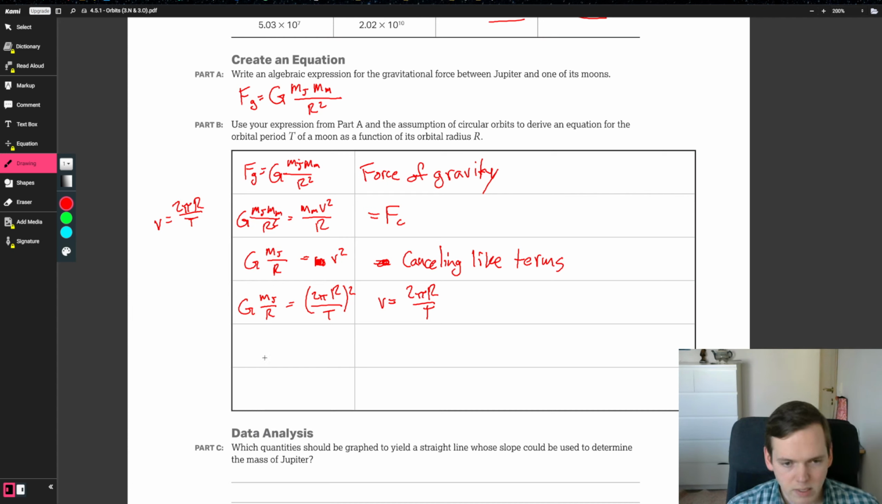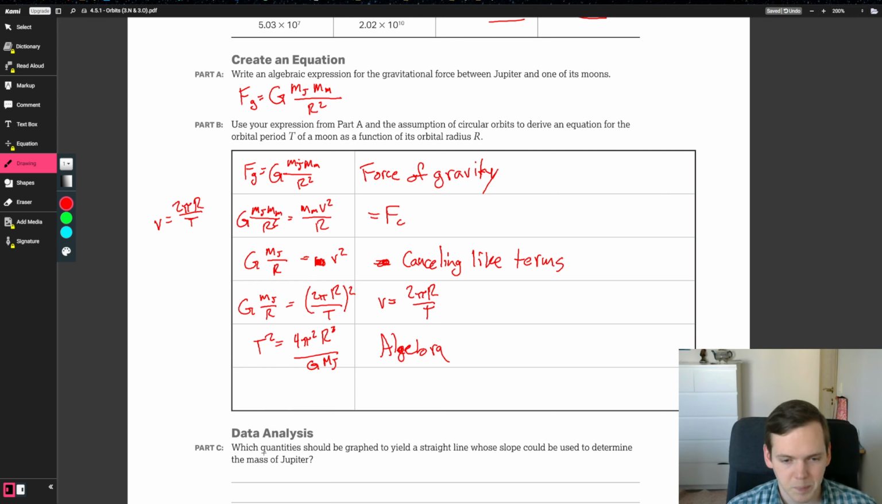So then we can just algebraically rearrange here. I've got an extra step in here if you like. So T squared is equal to 4 pi squared r cubed over G Mj. Again, that's algebra. You can check that, but that's the idea here.